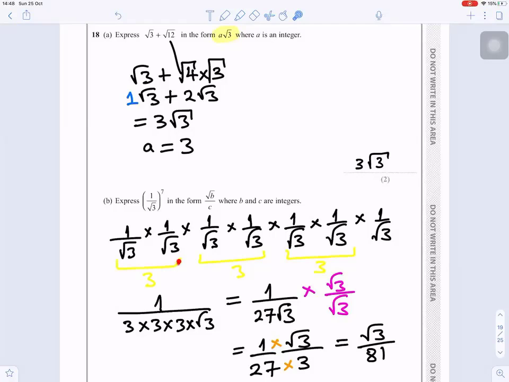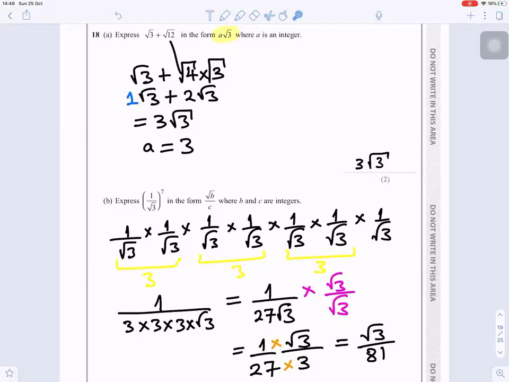Square root of 3 times square root of 3, 2 of them would make 3. The next 2, square root of 3 times square root of 3, will make 3. And the next 2, square root of 3 times square root of 3, will make 3. And there will be 1 square root of 3 left. You multiply those numbers. 3 times 3 times 3 gives you 27 root 3.